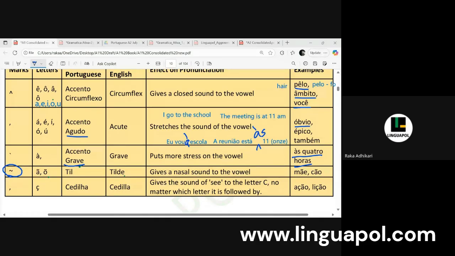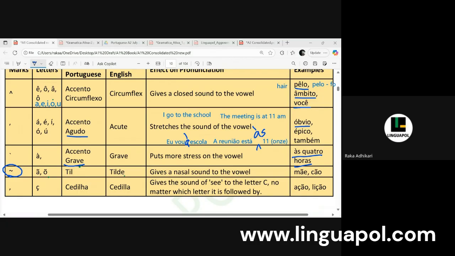So whichever name sounds comfortable to you, whichever you want to learn, just remember any one of the names. You can call it chiu, you can call it tiu, or you can call it til. Just remember any one of them, but you have to remember the name. So this accent gives a nasal sound to these two vowels, a and o. So a will become ã and o will become õ.